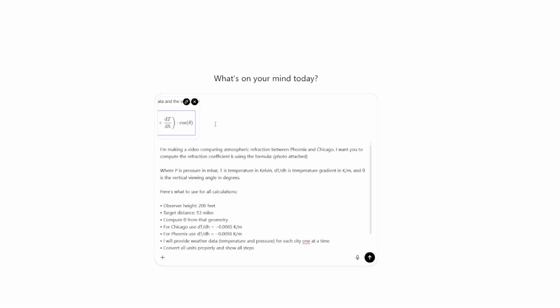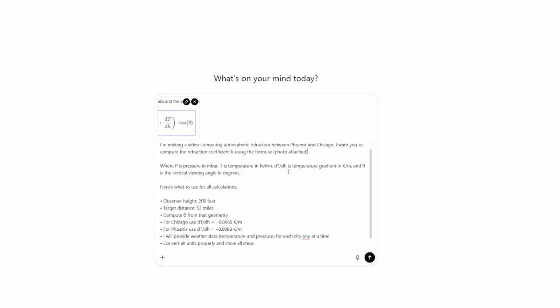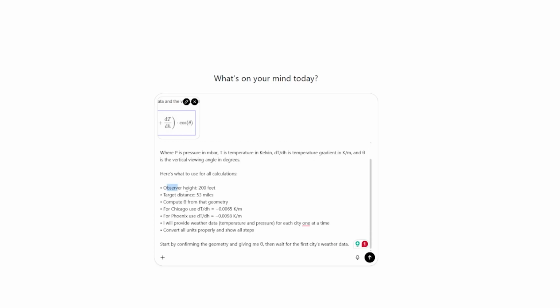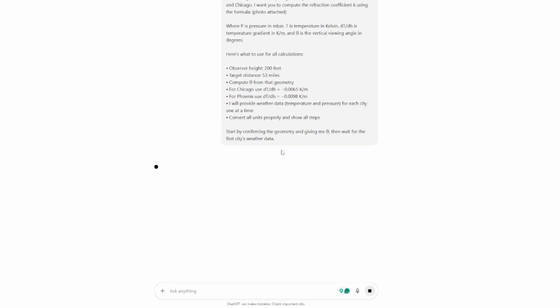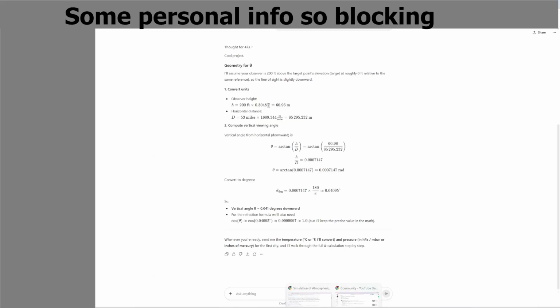Now I did this by hand a year and a half ago or so, and that was a struggle for me. So we're going to use ChatGPT. I screenshot the formula, plugged it in there. I have this whole thing, observer height, target distance, compute what that is from the geometry. These I asked ChatGPT before to give me, and we're going to go one city at a time. Okay, so it converted a few things.